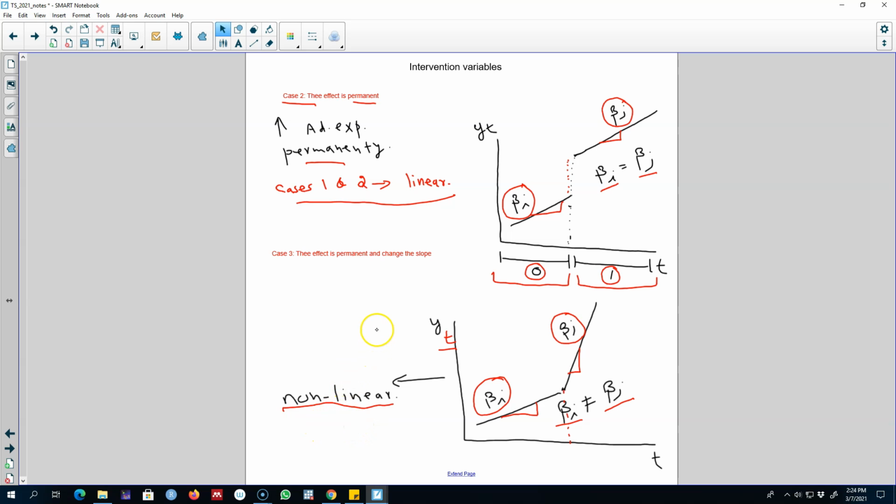Alright, so this is the way of introducing dummy variables using intervention variables. Essentially, introducing a dummy variable depends on whether the effect is transitory, whether it's permanent, or whether it changes the slope, and you will introduce a dummy variable accordingly.